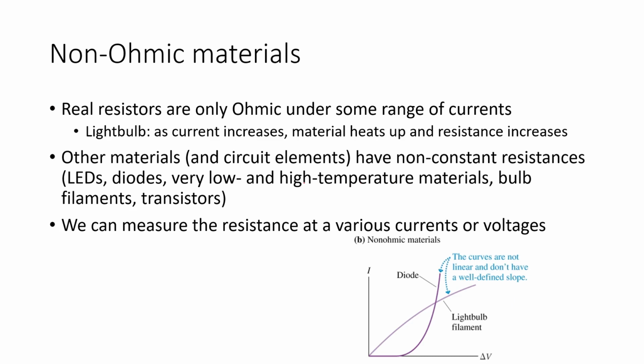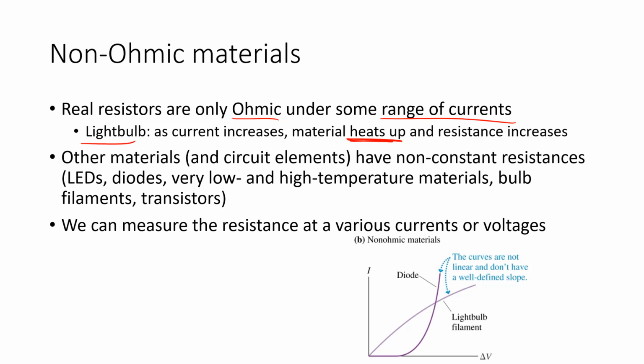But a lot of real materials are not ohmic. And in fact, real resistors are only ohmic under some range of currents, under some range of values. For example, we often model light bulbs as resistors, but in reality, in the light bulb, as the current increases, our material is going to heat up, and our resistance is going to increase because there's all that extra thermal energy, things are vibrating, it's going to be harder to get current through.